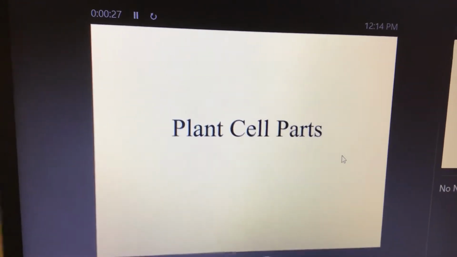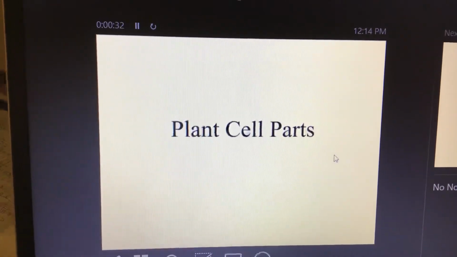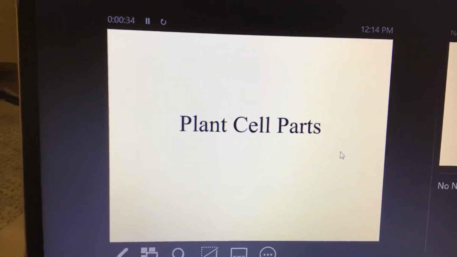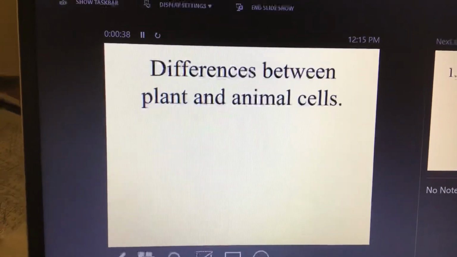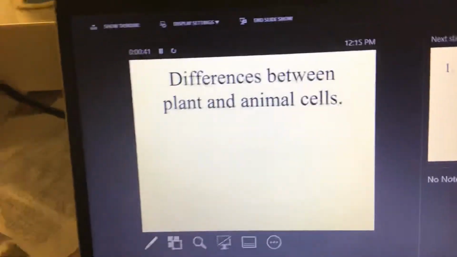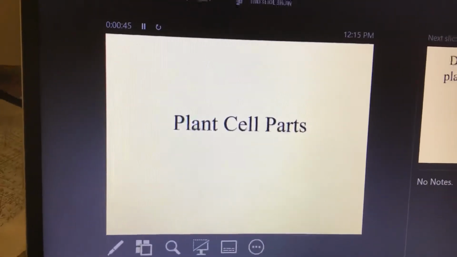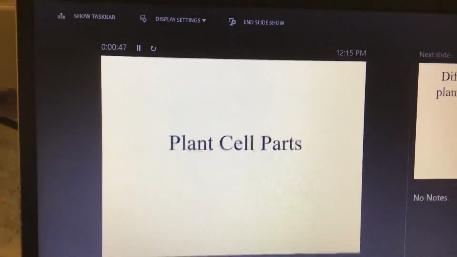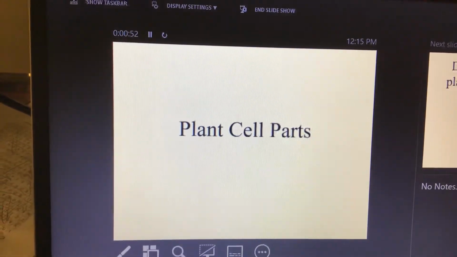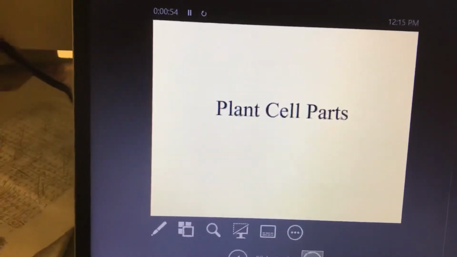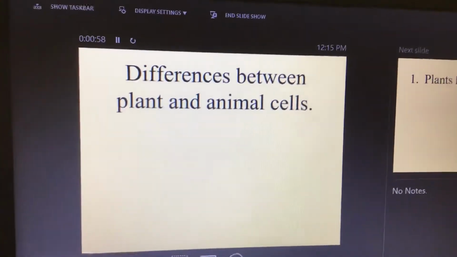Okay, today will be a really quick set of notes. We're going to talk plant cell parts and some differences between plant cell parts. So why don't you go ahead and, this is your heading, plant cell parts. Take a moment, write that down. And then write this down, differences between plant and animal cells.